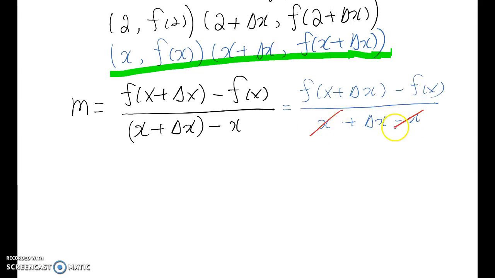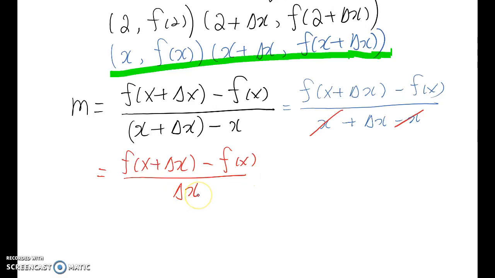So this will be cancelled out. Then it's going to be f(x + Δx) minus f(x) over Δx. So that will be the secant line slope using function notation with the interval between two x values here. This form is particularly called the difference quotient.